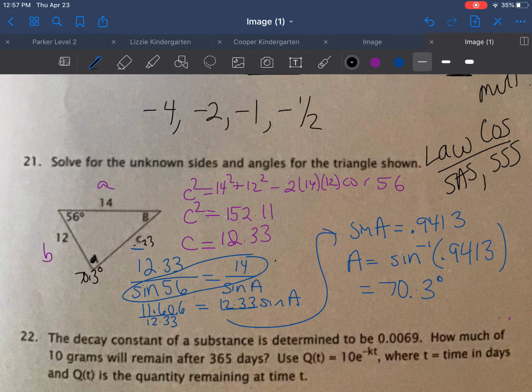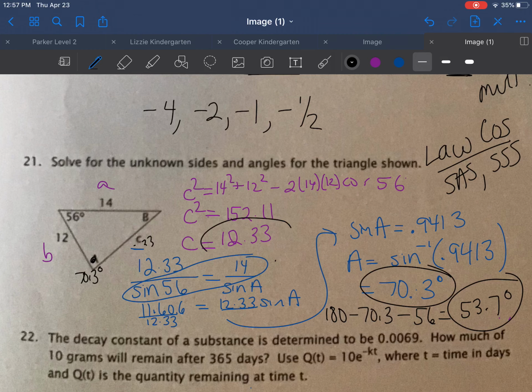Then we can just subtract from 180. 180 minus 70.3 minus 56, because all angles add up to 180. When we do that, we end up with 53.7 degrees, and that is the measure of angle C. So here are our 3 missing pieces.